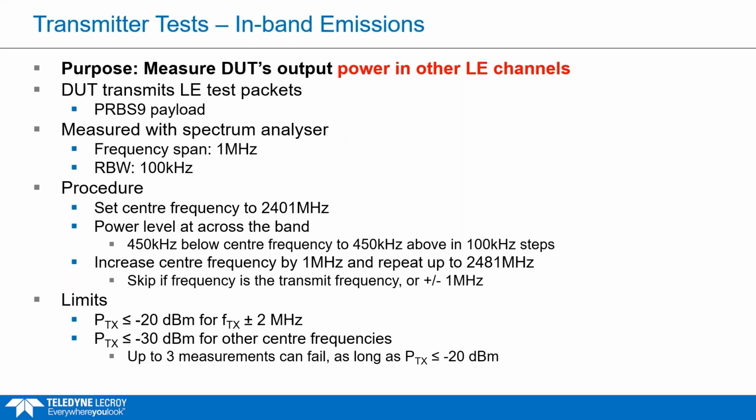The power has to be below minus 20 dBm, which is the lowest power that's allowed for a transmitter, if you remember from before, within 2 megahertz of the transmit channel, and then minus 30 dBm for the other frequencies. And there's a relaxation here: you can have 3 of those measurements exceed the minus 30 dBm limit, as long as the level is still within minus 20 dBm.